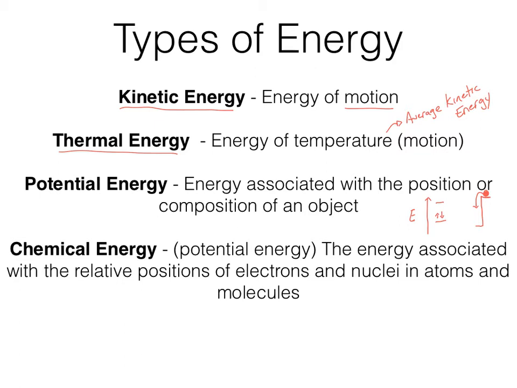Chemical energy is a type of potential energy. It is this energy that I was describing here. It's the energy associated with the relative position of the electrons and nuclei in atoms and molecules. And so that's where our electron configuration and our MO diagrams and our atomic energy level diagrams come into play.